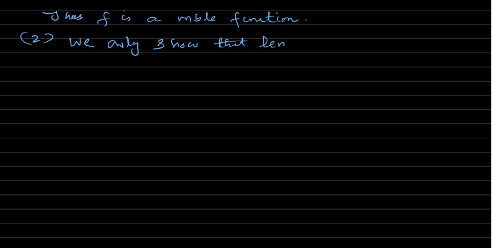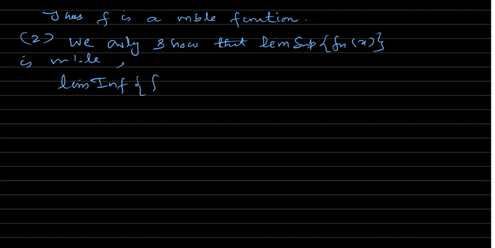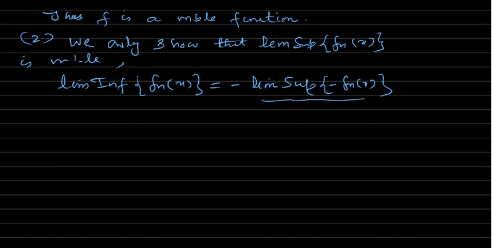We only show that the limit superior of fn(x) is measurable, because we know the limit inferior follows from it. Because limit inferior of fn(x) is equal to minus limit superior of minus fn(x). ये इसके बराबर है. तो अगर आपने लिमिट सुपीरियर प्रूव किया, वहां से लिमिट इन्फीरियर पता चलेगा.